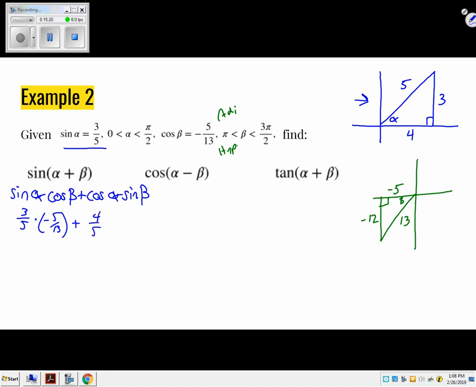Okay, sine of beta. I'm going to come over here and get my beta triangle. I want sine of this beta. What are you thinking? It's opposite over hypotenuse, -12/13. You'll want to have a triangle, because sine, remember the original definition, was opposite over hypotenuse of this beta angle.